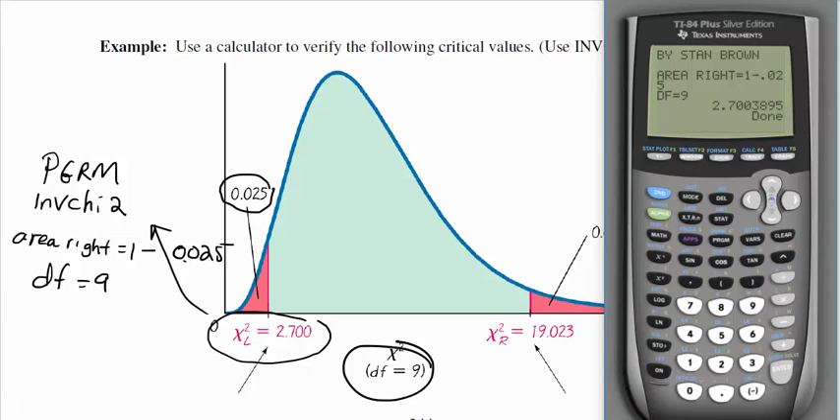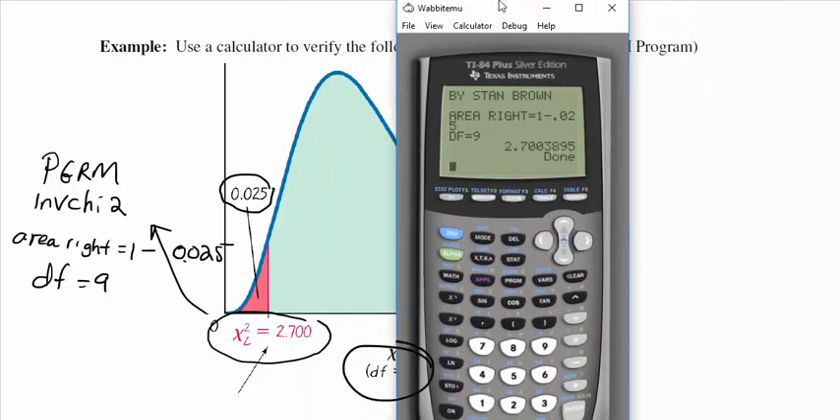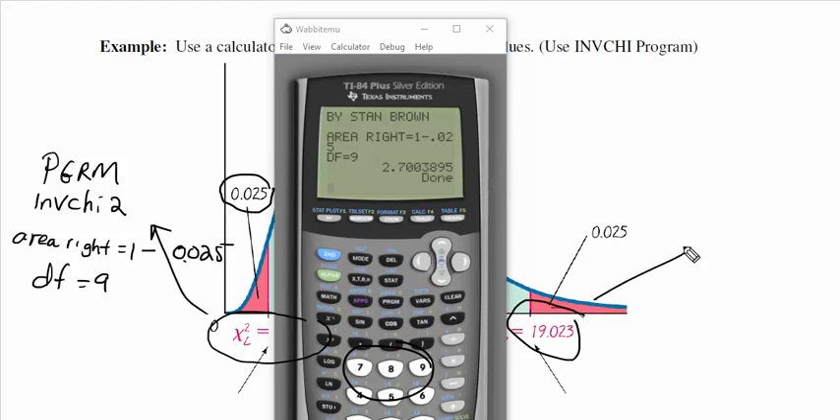Now I'm going to come over here and verify the right critical value. The one on the right, I'm going to verify the 19.023 now. So program and inverse chi-squared.